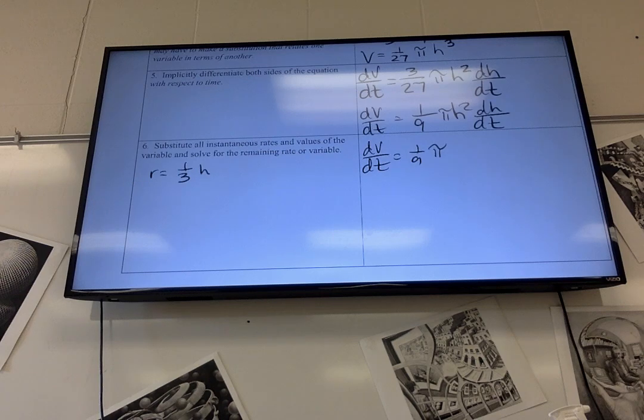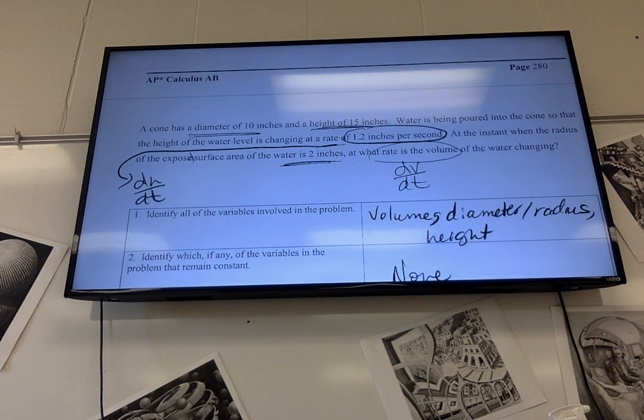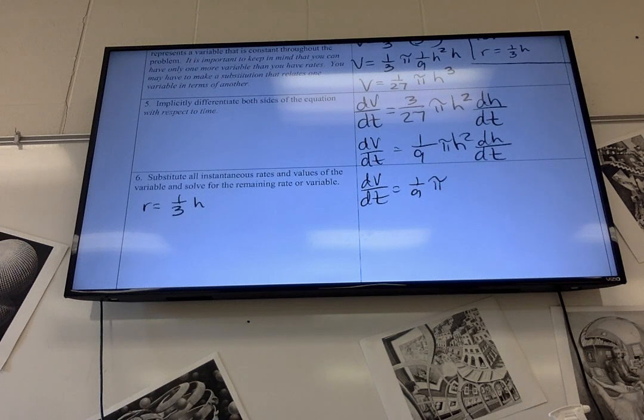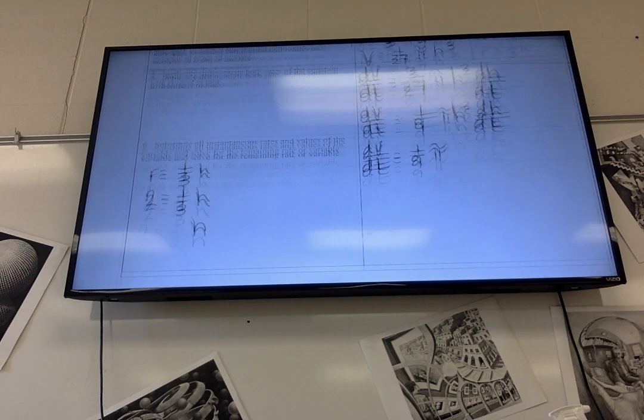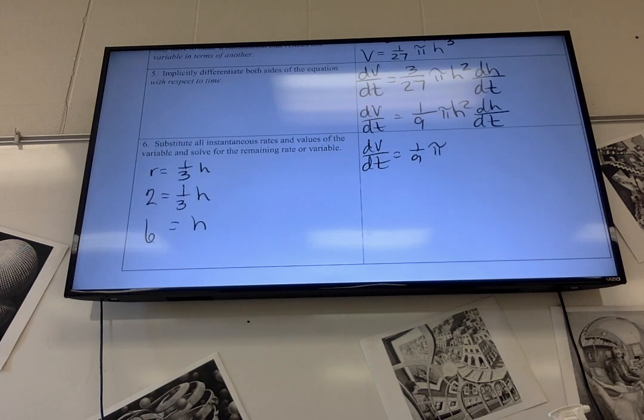Okay, so what's r? We don't even have the radius. Oh, it says surface area of the water, when the radius is 2 inches. Okay, thank you. So 2 equals 1/3 h. So h is 6. What was dh dt? 1.2.